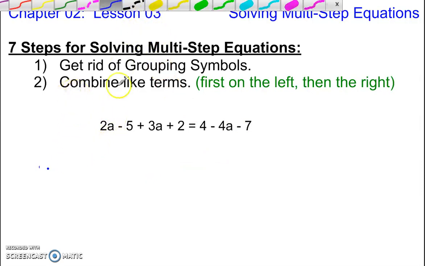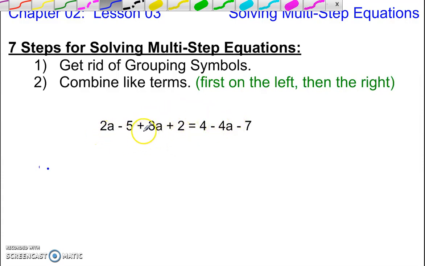Get rid of grouping symbols. Next, step 2, combine like terms. Now I'll say first on the left, then on the right. That's just to help you remember that we can only simplify each side at a time. I can't simplify the two sides together.